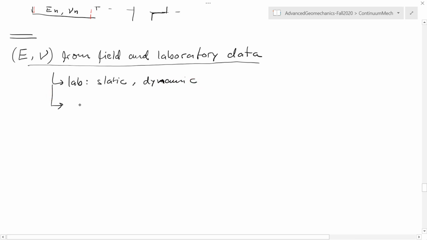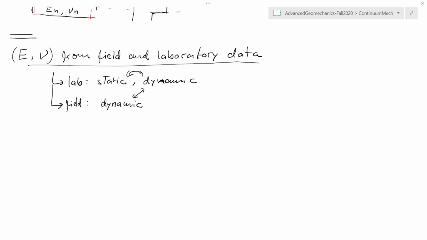And in the field, particularly in wellbores, we're going to measure dynamic properties. We cannot measure static properties in the field. So what we're going to do is relate these two dynamic properties from the lab and the field in order to later obtain a static model of the field. So we'll have to combine laboratory and field measurements.